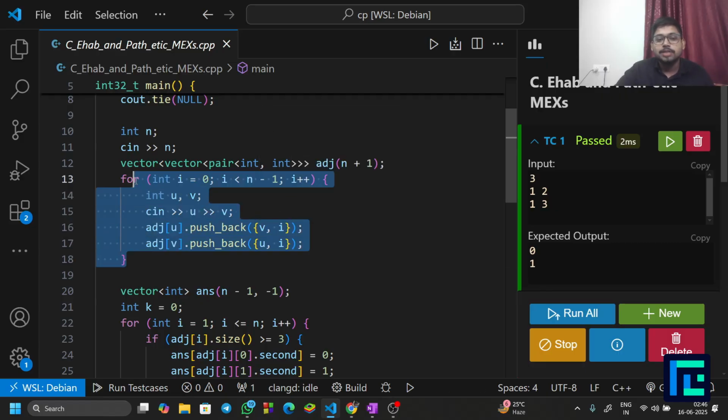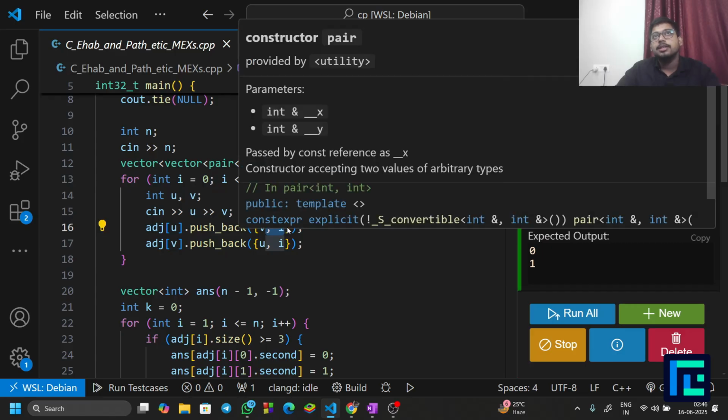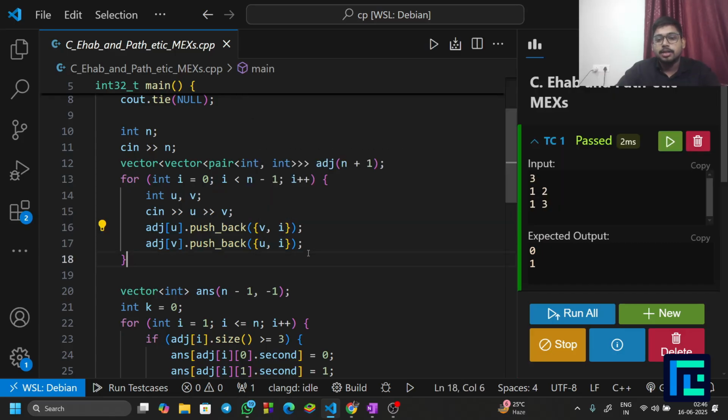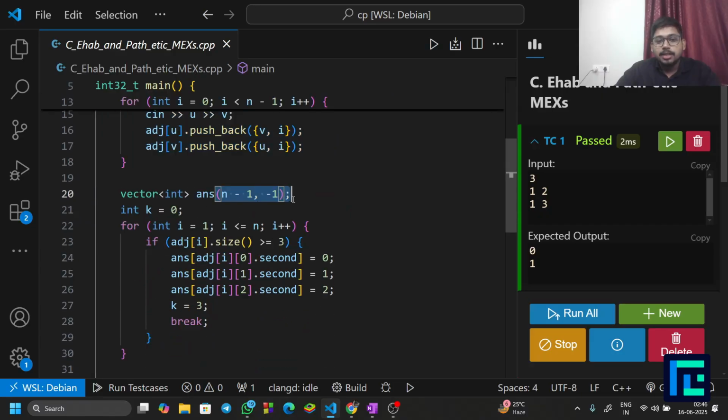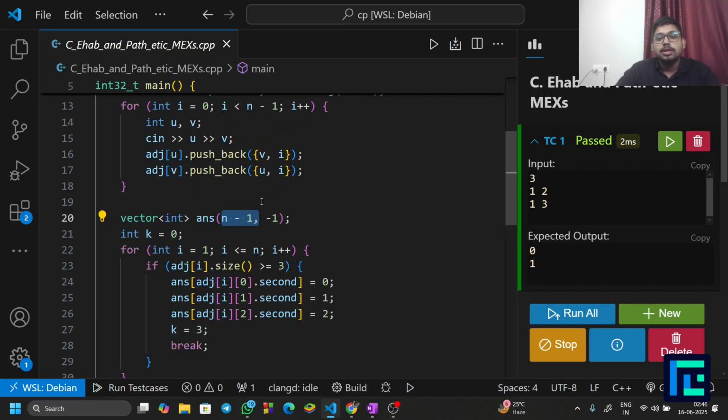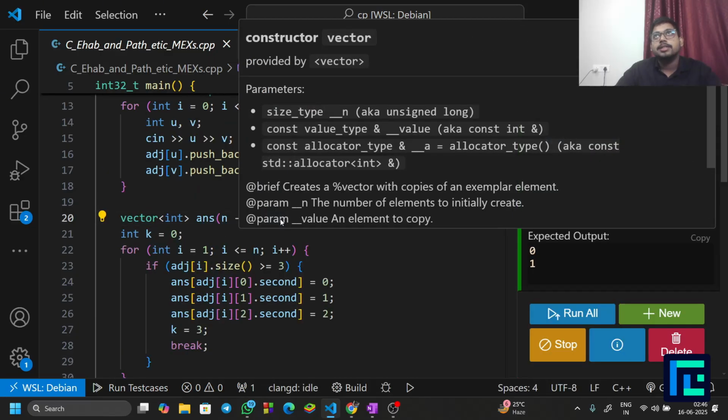Okay, so just for my answer, I am also keeping the index of the edge according to the input in my adjacency list. Once that is done, I have my answer vector which has indexes from 0 to n minus 2. Initially I have stored -1, meaning all those labels are unassigned. One by one I'll assign the label.